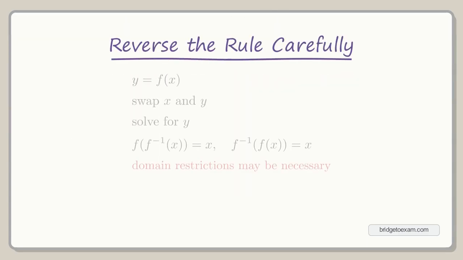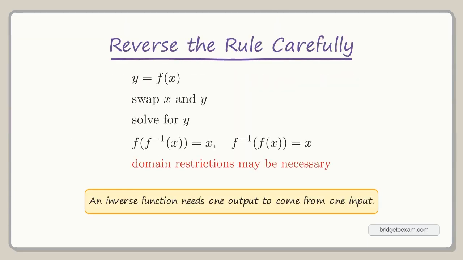An inverse function reverses the original rule, but not every function has an inverse function on its full domain. To find an inverse, write y equals f of x, swap x and y, solve for y, and then check the domain and range. If the original function is not one-to-one, restrict the domain first.